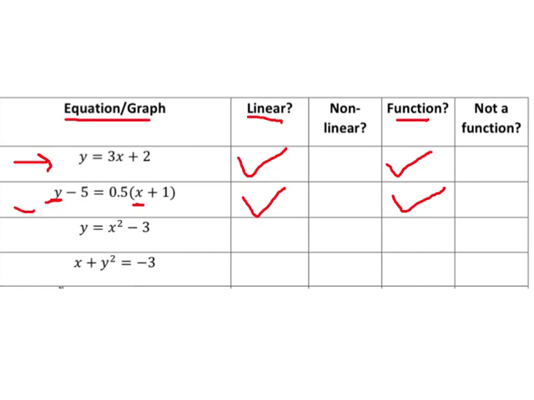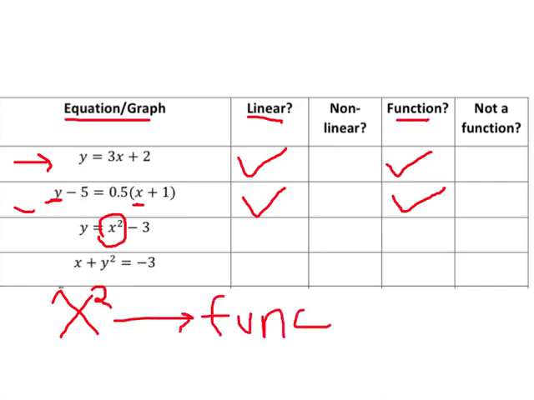Now let's look at the next one. What do you notice about this next equation? I see this x squared. X squared, does that make it a function? Yeah, x squared is a function. So we can check off function, but is it a line? No, it's not a line because our x has that exponent. We need just a plain x and a plain y in order for it to be a line.